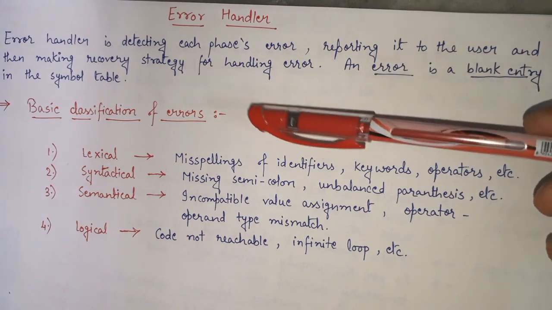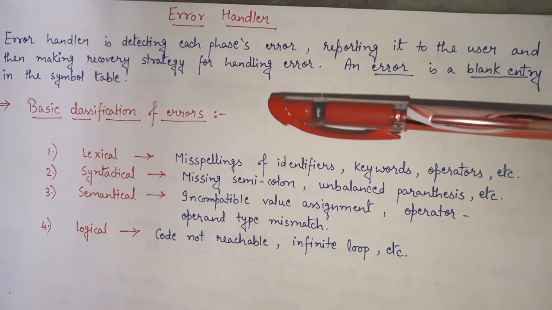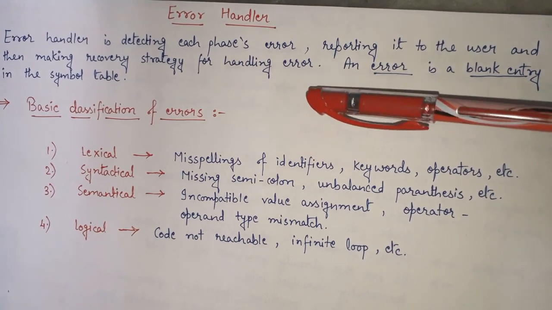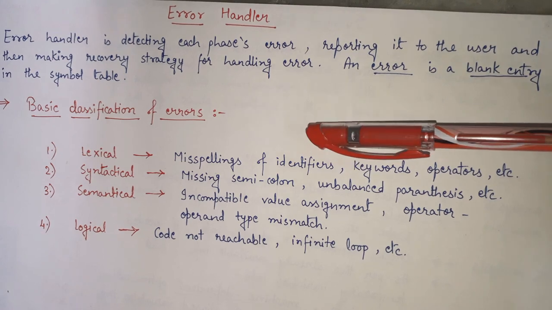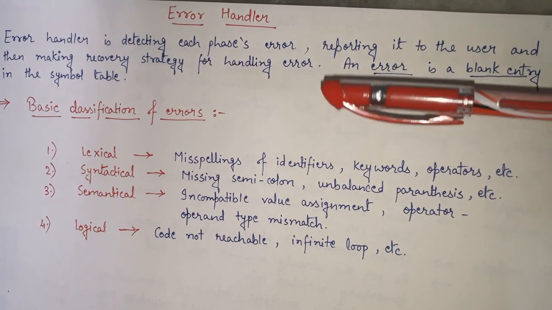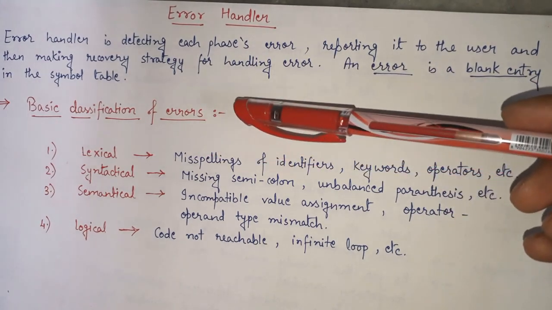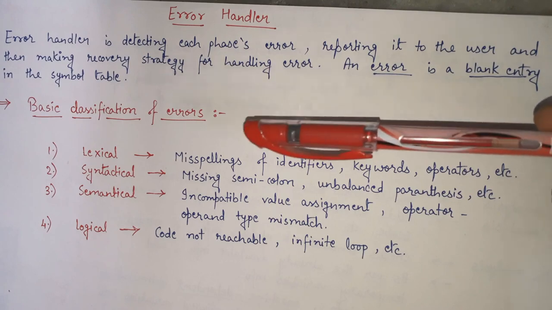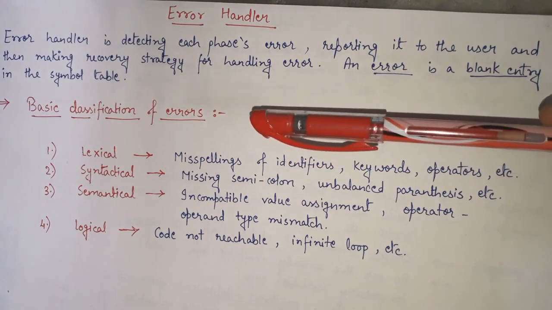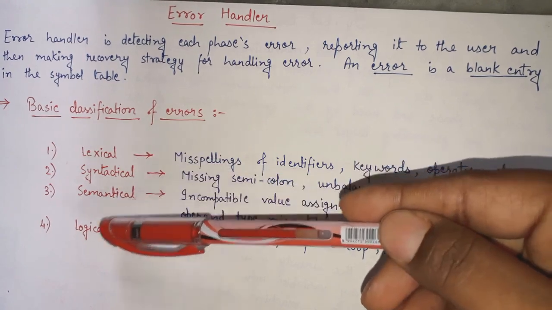Now as I have already told you, an error can be compile time or runtime. If at compile time we are getting the error, it is a compilation error. If after compiling, during the runtime I am getting an error, it is a runtime error. So an error can be of any type. As for the basic classification of errors, if we classify the errors as per the phases, the basic classification we are getting is lexical, syntactical, semantical and logical.